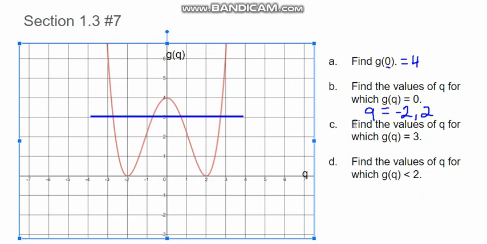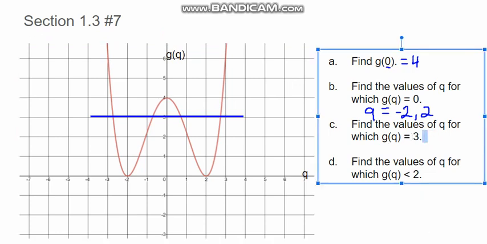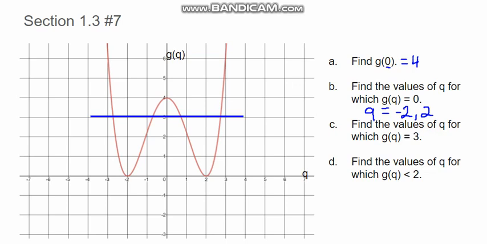In part C, we're asked to find the values of q for which g of q is equal to 3. Okay, so we'll do a similar thing as we did in part B. This time, draw the line at y equals 3 and find the intersection of the line with the curve. And it looks like there's 4 answers to this problem, and we're going to have to estimate what those values of q are. Okay, so we'll say maybe about -2.7, -0.7, +0.7, and +2.7.